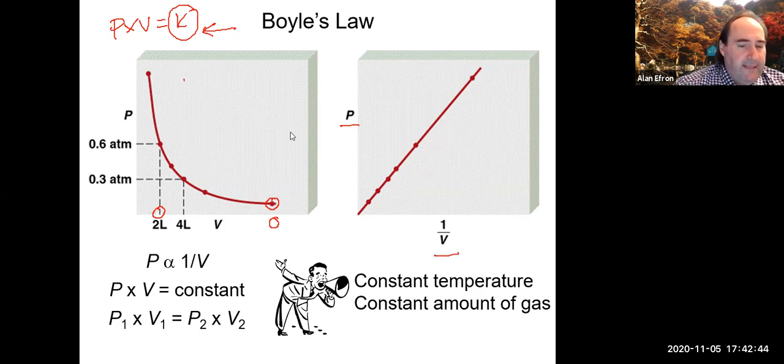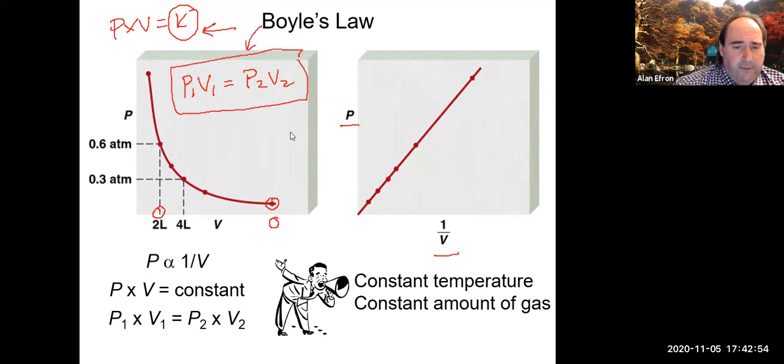Because of that, we can set both of these equal to each other, and this is really what we call Boyle's law. Boyle's law, again, is P1 V1 equals P2 V2. This, again, is at constant temperature. And as we talked about, the relationship is that one goes up, the other goes down, and vice versa.